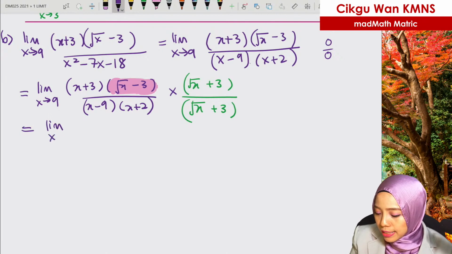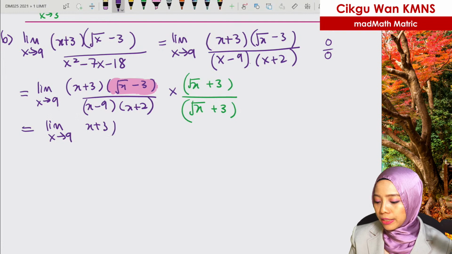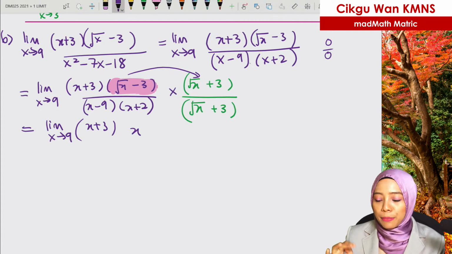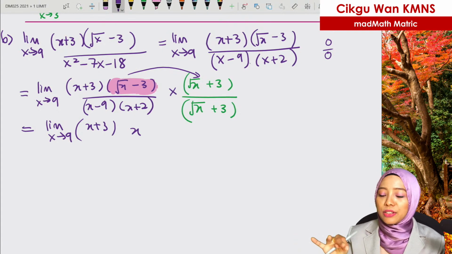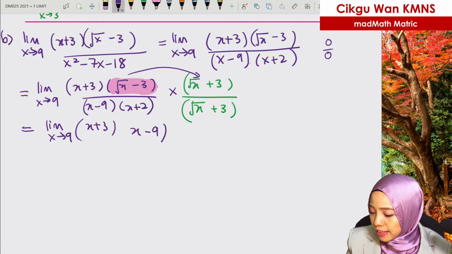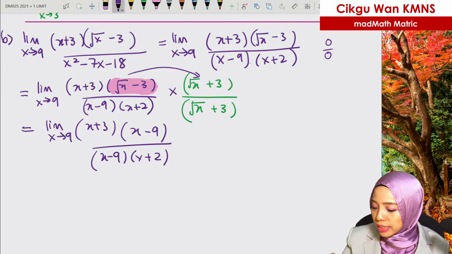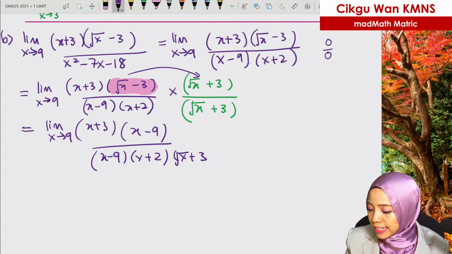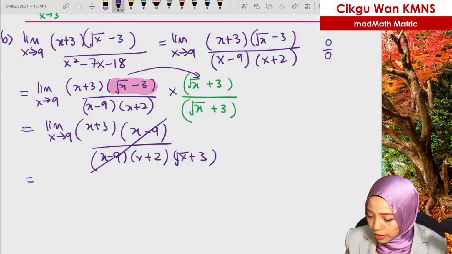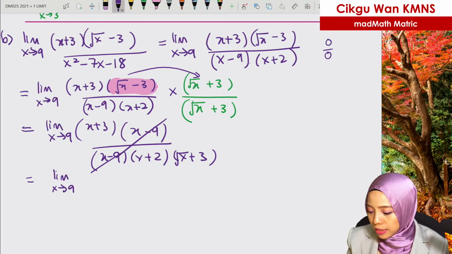Okay, limit x approaching 9, x plus 3. Okay, now expand. Square root x times square root x, x plus 3 square root x, minus 3 square root x, cancel out. 3 times 3, 9. Tengok guys, sama tak? Ada yang sama. Takkanlah kita tengok je. Kita mestilah cancel. Okay, so now limit x, left here is this.